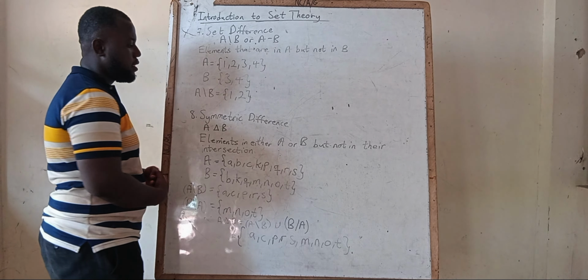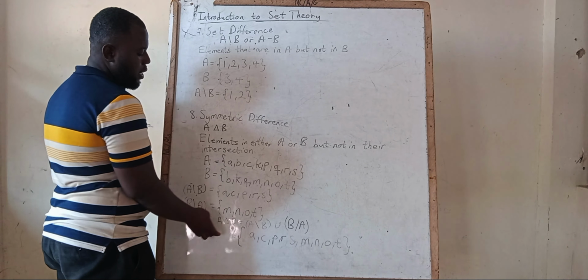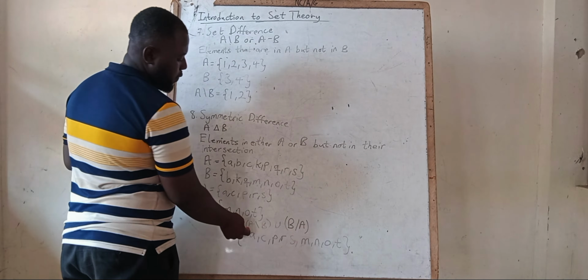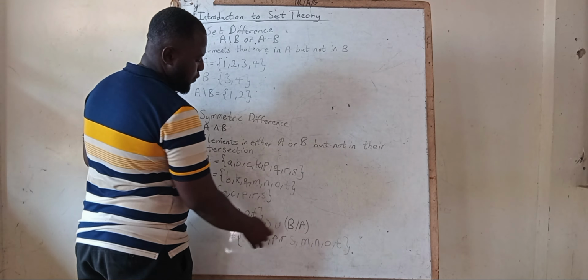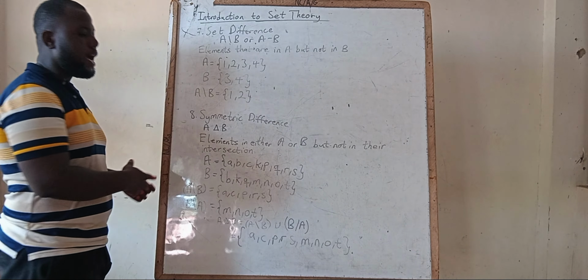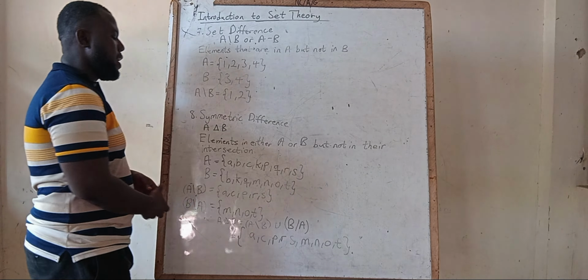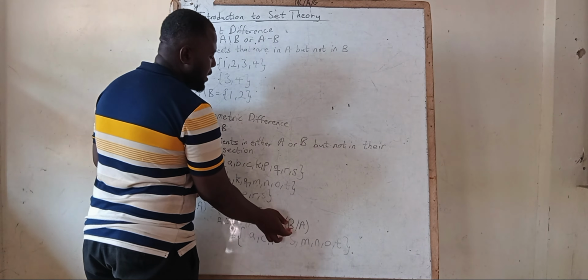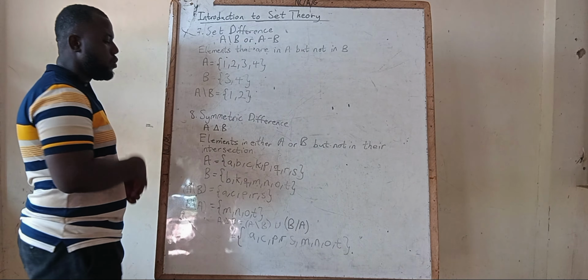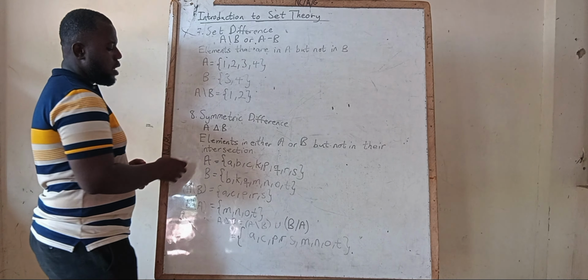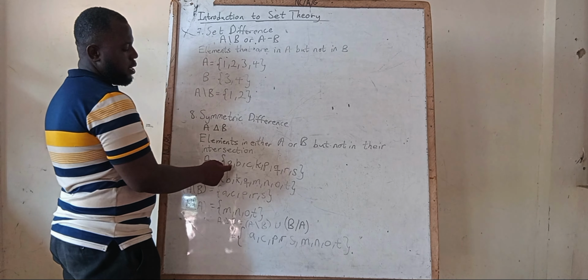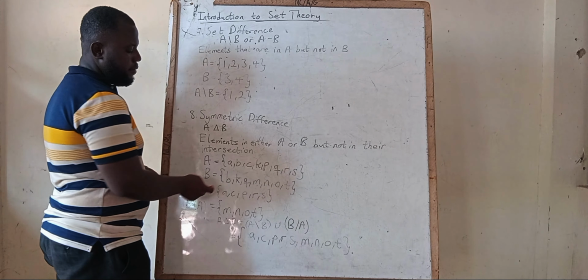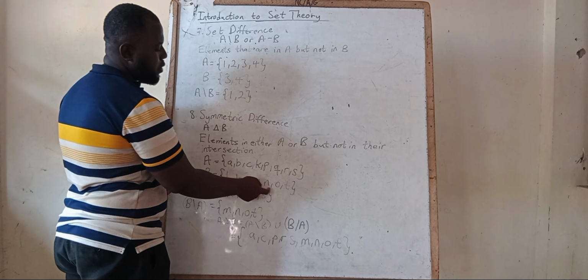So if you have to find the symmetric difference of A and B, you write A triangle B equal to the set difference of A and B, union the set difference of B and A. So you find elements that are in A but not in B, union elements that are in B and not in A. So we have an example here. We have A being A, B, C, K, P, Q, R, S, and we have B being B, K, Q, M, N, O, T.